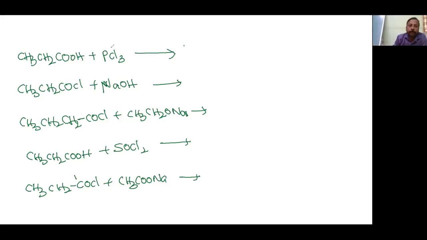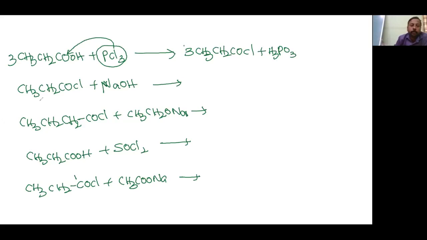Whenever PCl3 is there, it should immediately strike your mind that 3 moles must be utilized. How many moles must be utilized? 3 moles. So 3 chlorine will be substituted here, giving 3 moles of CH3CH2COCl. And then H3PO3: the first answer is H3PO3, 1 mole, and here this will be 3 moles. Now let us see who will answer this question properly.